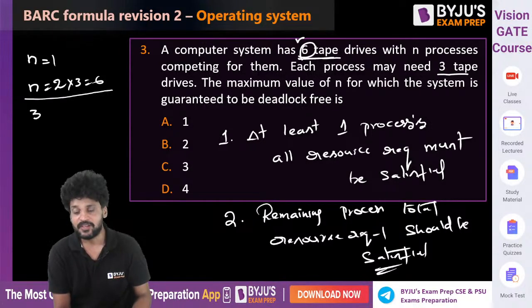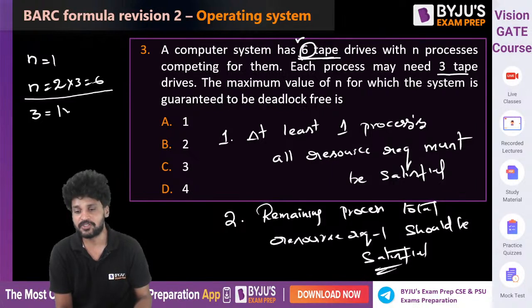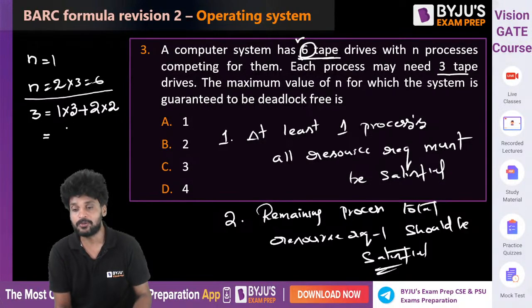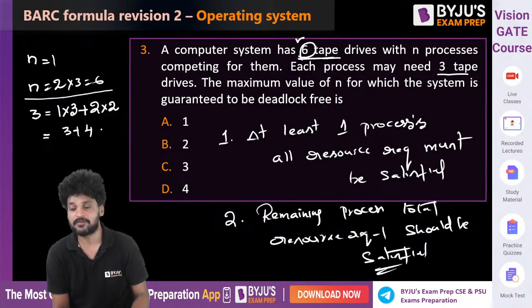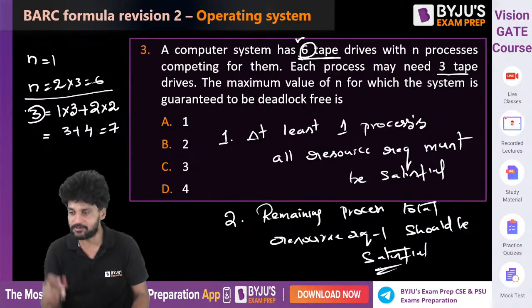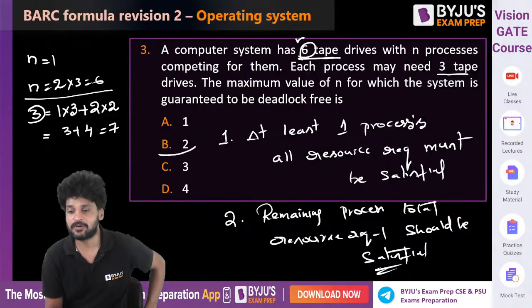Let us take 3. If you take 3 processes, is it sufficient? At least for 1 process, we need to satisfy all the resource requirement. Plus, for the remaining 2 processes, we should be able to satisfy the total resource requirement minus 1. So that is 1 into 3, which is 3, plus 2 into 2, which is 4. The system needs to have 7 resources if each process may require 3 tape drives. So the maximum number of processes can only be equal to 2 but not more than this.